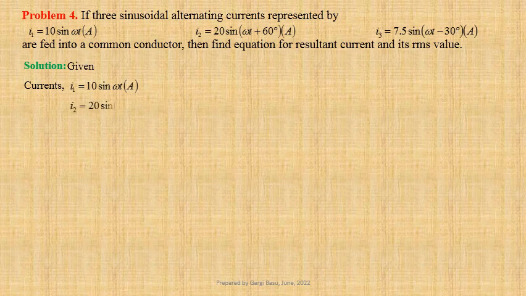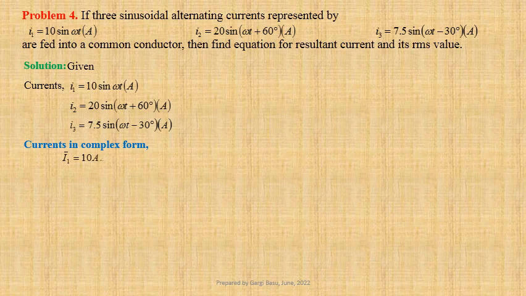If three sinusoidal alternating currents represented by I1 equals 10 times sine of omega t ampere, I2 equals 20 times sine of omega t plus 60 degree ampere, and I3 equals 7.5 times sine of omega t minus 30 degree ampere are fed into a common conductor, we have to determine the equation for the resultant current and its RMS value.